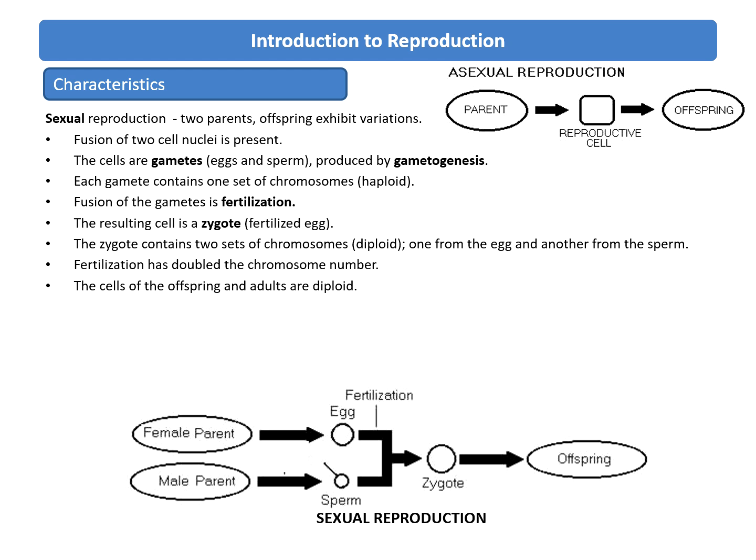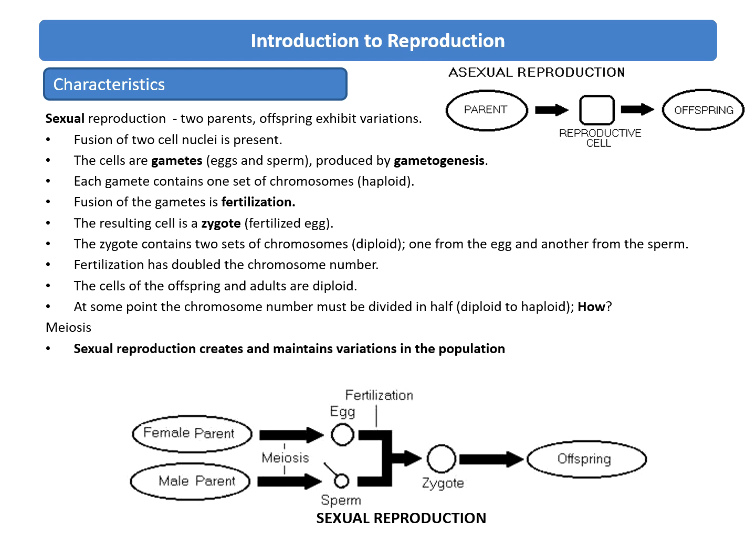The cells in the offspring and the adult are diploid. At some point during the reproductive cycle, chromosome number must be divided in half. That is, the diploid state must be divided into the haploid state. How does this happen? By a process called meiosis. It's kind of similar to mitosis, but it's different in some important ways.